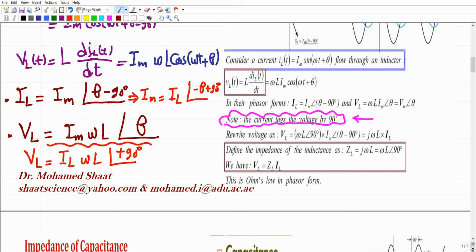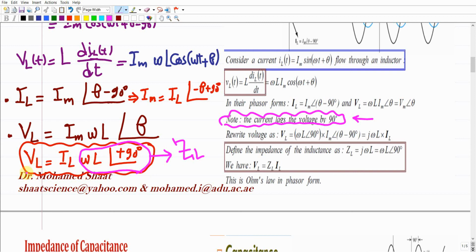This is going to give us the voltage phasor, this is VL as a phasor, and this is the current as a phasor. So this is the voltage phasor in terms of the current phasor times something. This something is just going to be a constant. We're going to deal with this term as a constant, so we're going to call it ZL. This is just a constant value, this is an angle, and omega L is just a constant, but this is a phasor, this is another phasor.